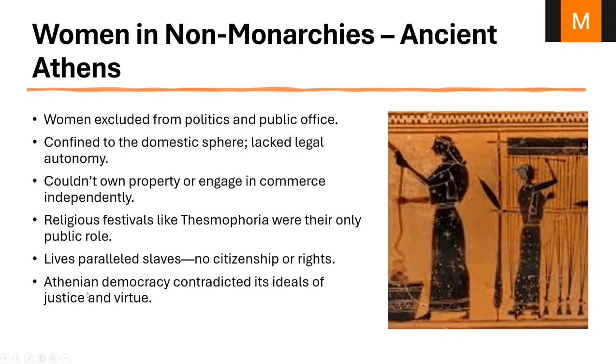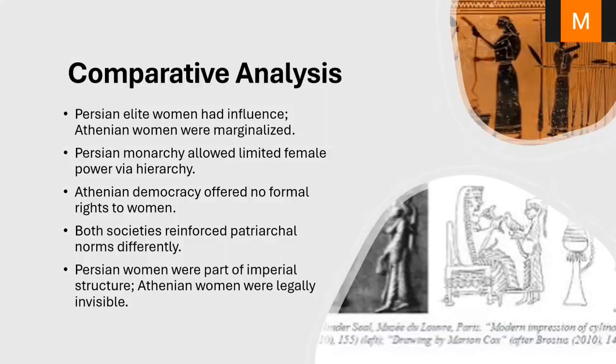The exclusion reveals a deep contradiction at the heart of Athenian democracy, which, while the city championed justice and virtue, these ideals did not extend to half of its population, and I am talking about the women. Now let's go to the next slide.